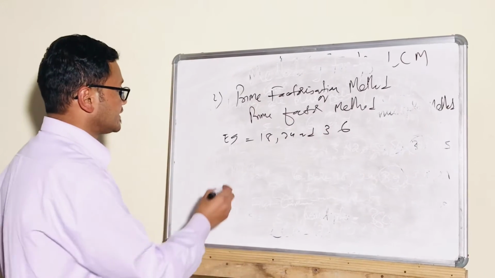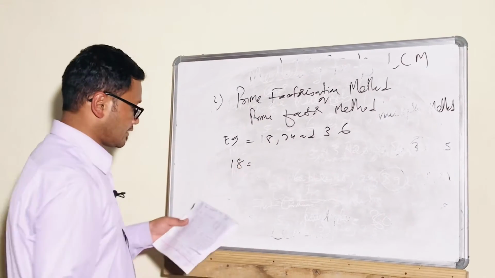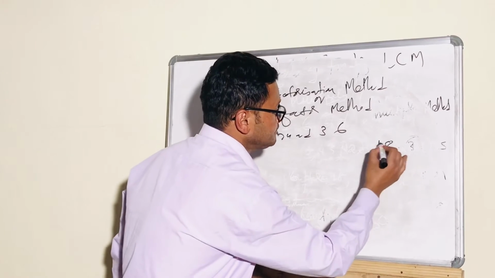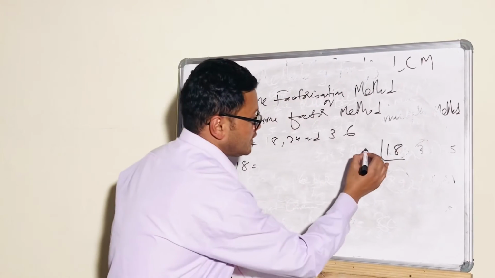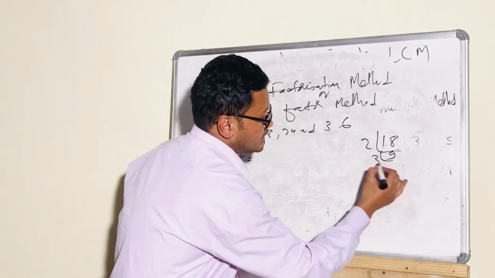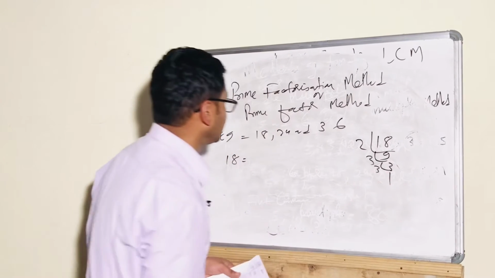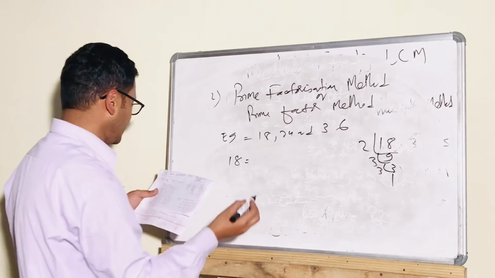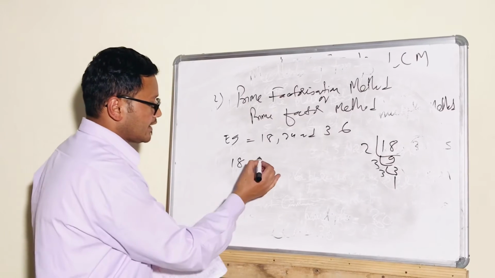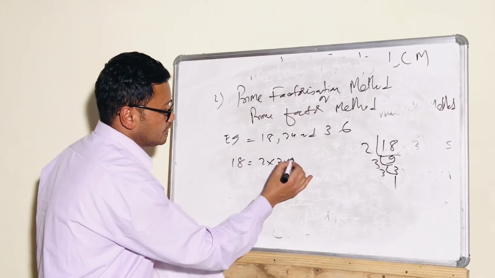Now 18, the factors of 18. First, 2 nines are 18, 3 threes are 9, 3 ones are 3. So the factors of 18 are 2 into 3 into 3.